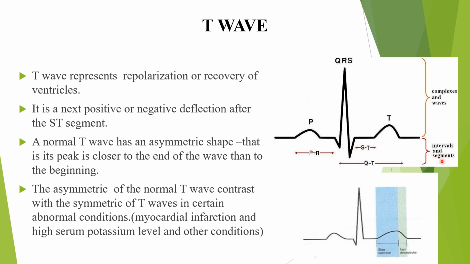A normal T wave has an asymmetric shape, that is, its peak is closer to the end of the wave than to the beginning. You can measure the asymmetry of the T wave by drawing a line from the peak of the T wave to the baseline, then measuring each side. The asymmetry of the normal T wave contrasts with the symmetry of T waves in certain abnormal conditions.